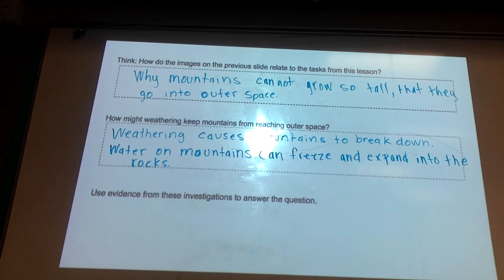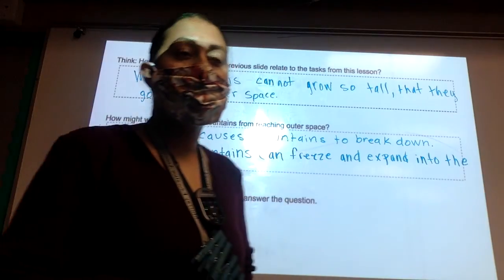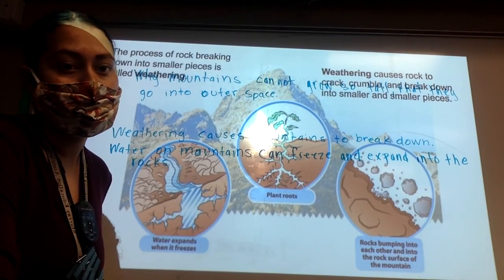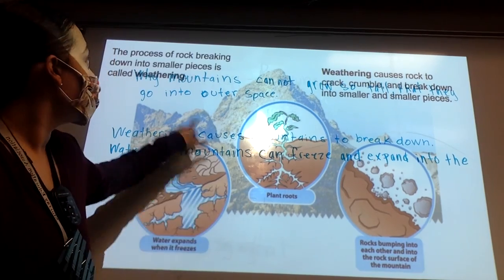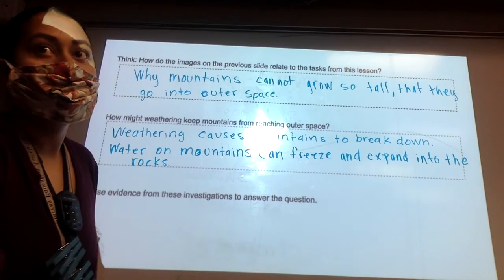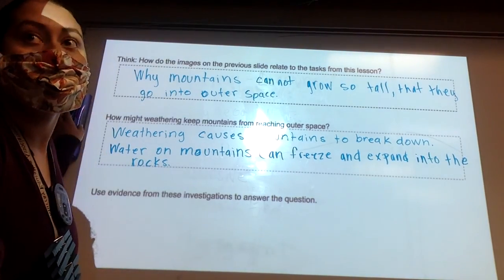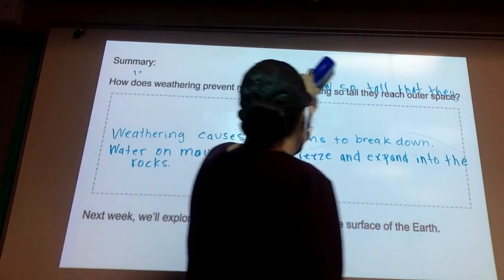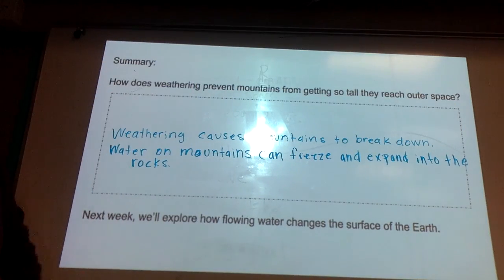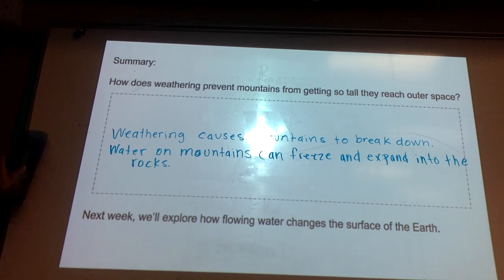Weathering. Go back to the, like, 2 slides before. Oh, 1 slide before, so this one. All right. So how does weathering prevent mountains from getting so tall they reach outer space? I want you to type in your own answer, okay? So remember the things that we talked about and the things that we saw with our experiments.